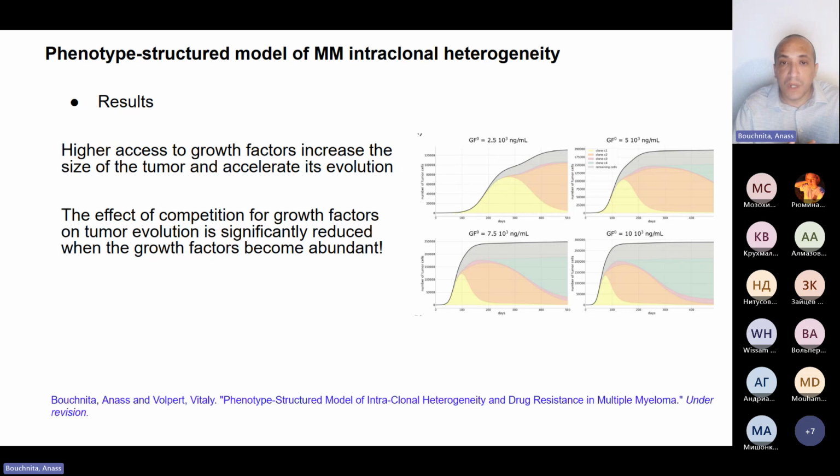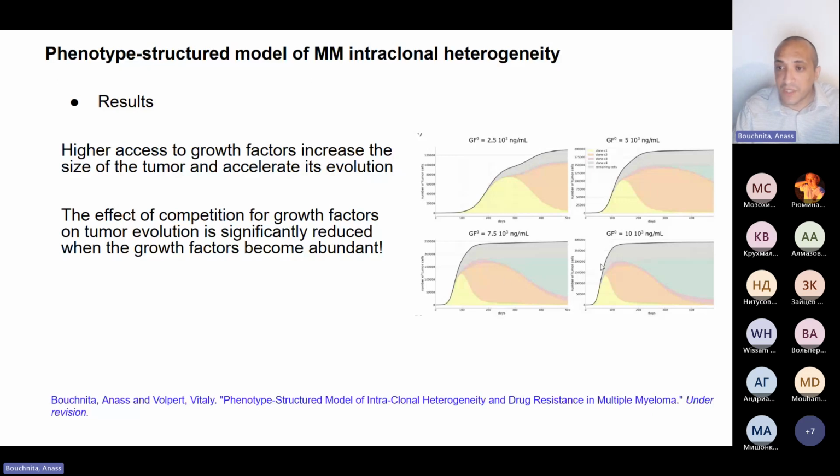And the second one was related to growth factors. So what happens when we increase the influx of growth factors? So first of all, when there are not so many growth factors, then the evolution of the tumor becomes slow. By evolution, I mean the timing when the more aggressive clones start to appear is delayed. However, when the resources become abundant, then the effect of growth factors on tumor evolution becomes insignificant.